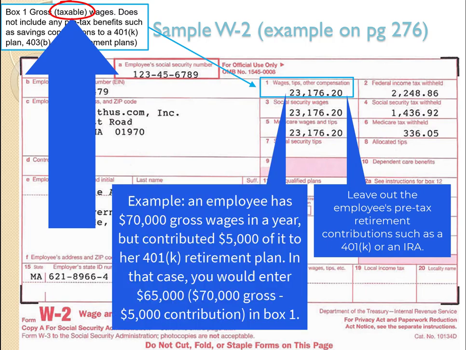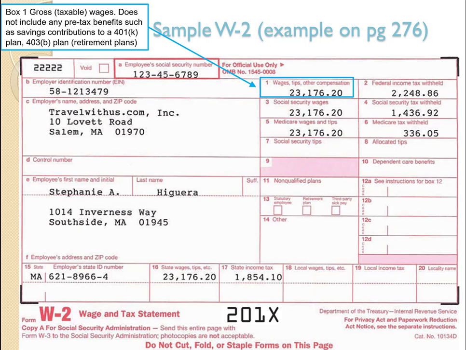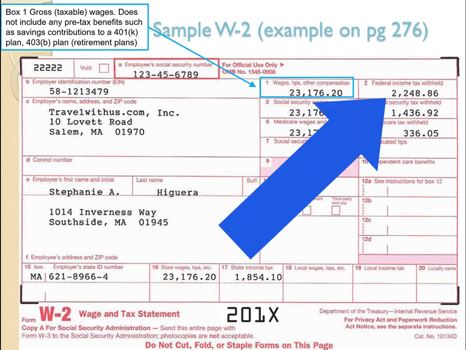So let's say you made $70,000 and you contributed $5,000 to your 401k. So box 1 would be your gross wages, $70,000, minus that $5,000 contribution to your 401k. So box 1 would be $65,000. Box 2 is the federal income tax withheld from that employee during the year, and the employee needs this information to fill out their tax return at the end of the year.